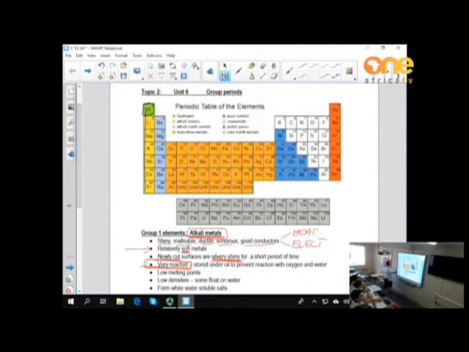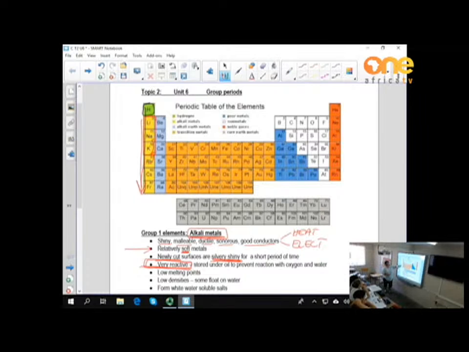If we look at them, their reactivity increases as we go from the top to the bottom of the group. In other words, sodium is more reactive than lithium. Potassium is more reactive than sodium. Rubidium more than potassium, and so on. Now, commonly in the laboratory, we usually have, or could possibly have, lithium, sodium, or potassium. We don't keep the lower ones because they become violently reactive.